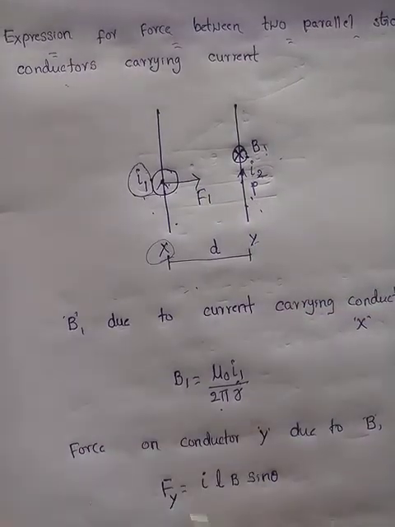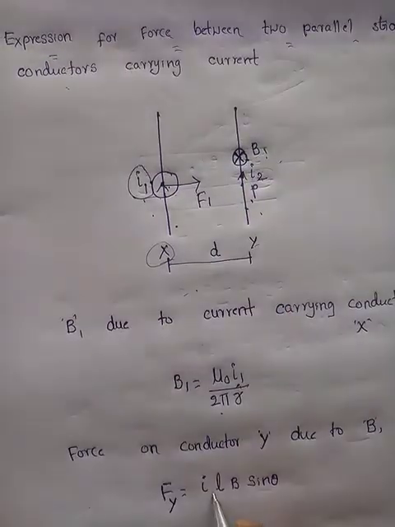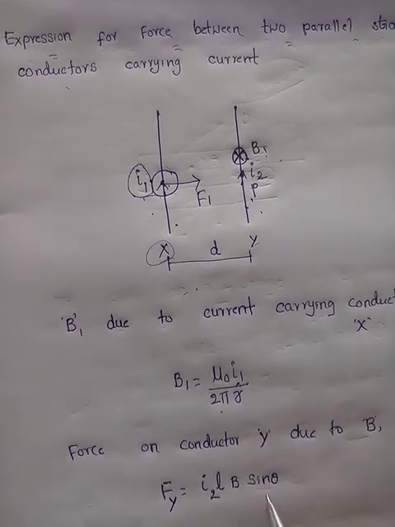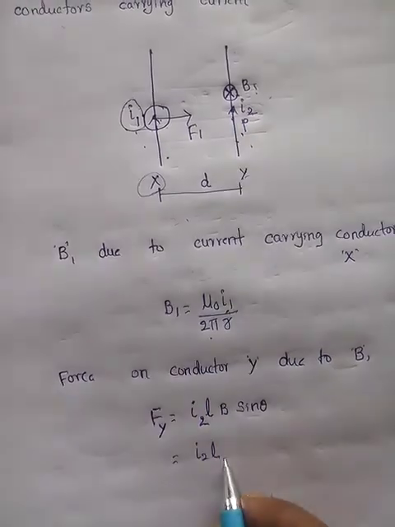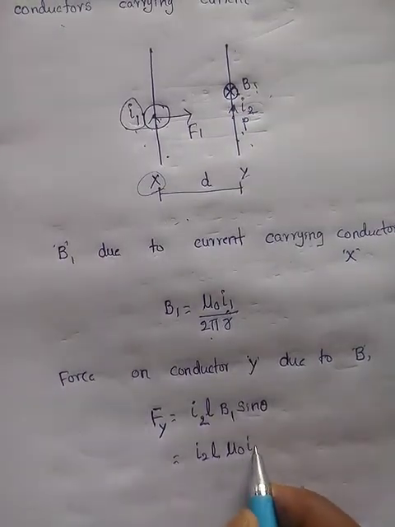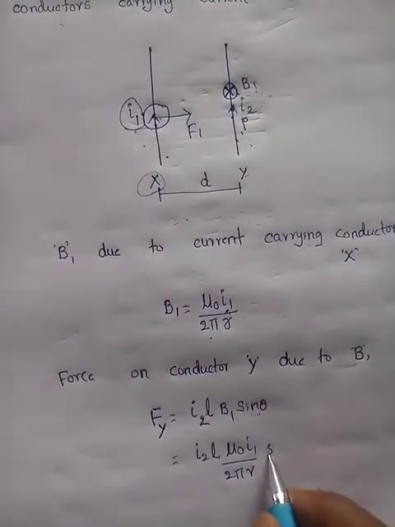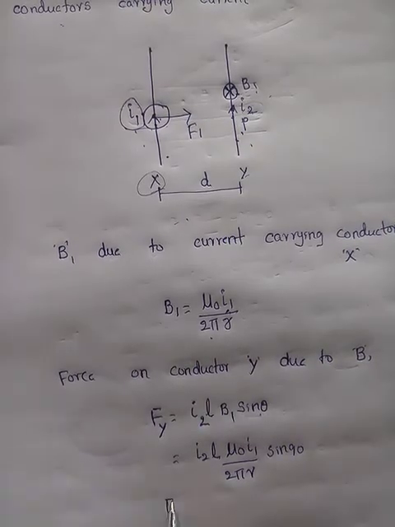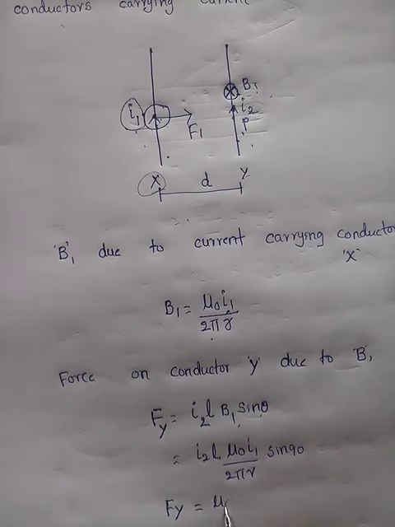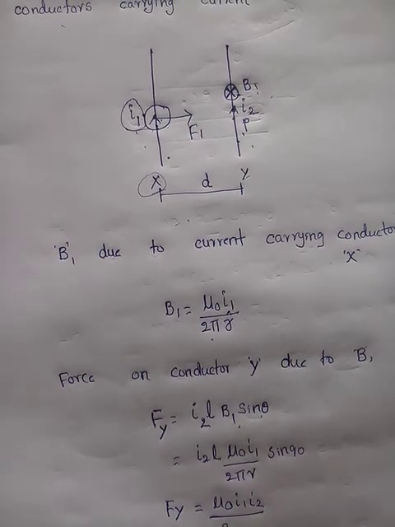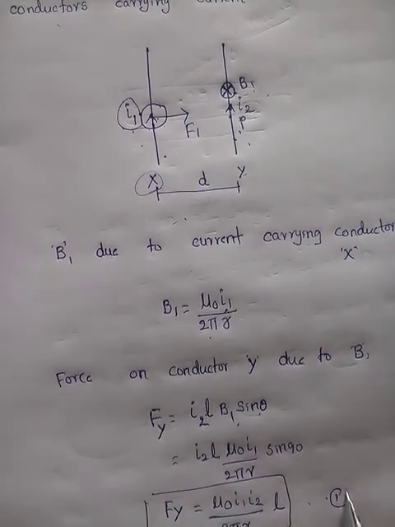Y. So Fy is equal to, what is the current carrying in this conductor? I2 into LB sin theta, right? So I2 into L, and B1 is mu naught I1 by 2 pi r, theta here is perpendicular, so sin 90. So force on Y due to B1 is mu naught I1 I2 by 2 pi r into L. This is equation number 1.